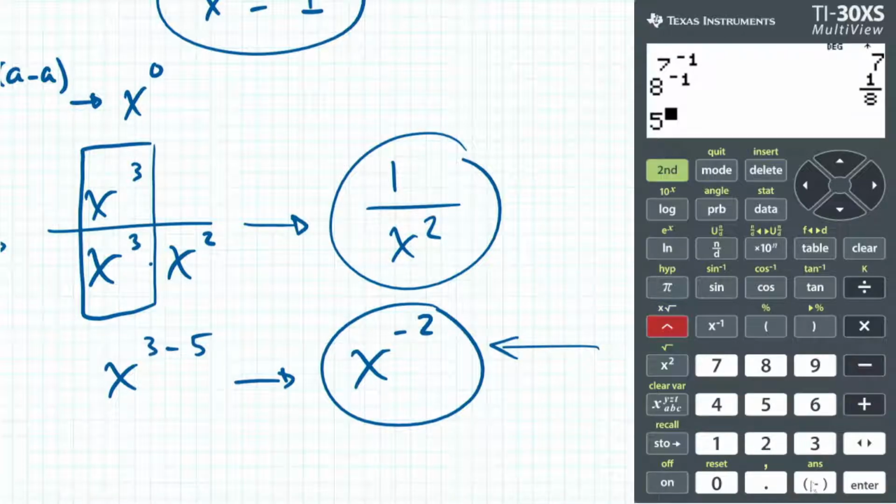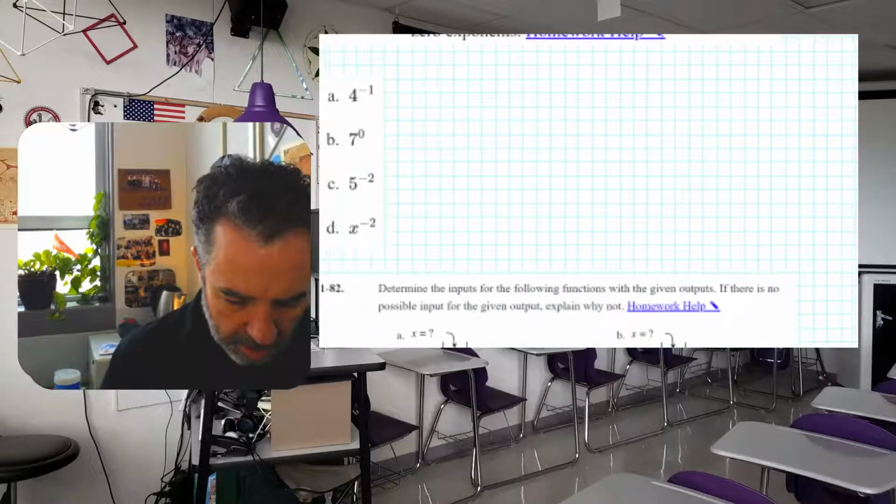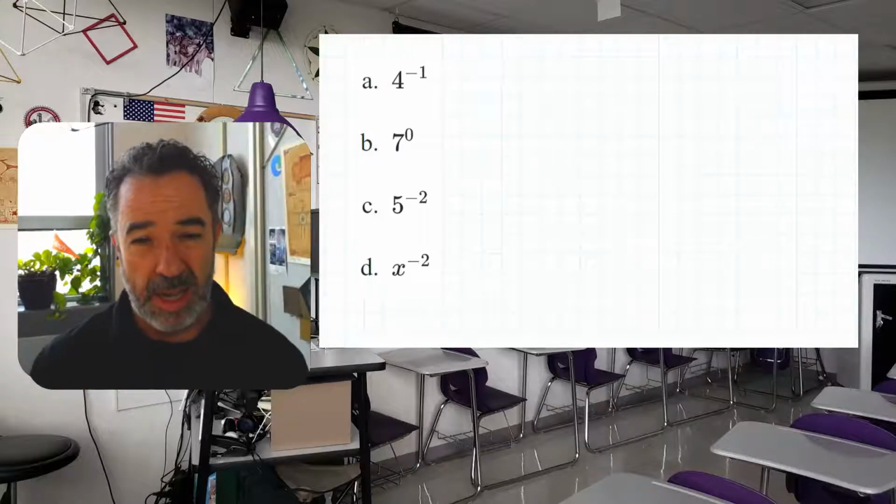5 to the negative second is not negative 10, it's not negative 25, it's 1/25, right? So negative exponents and zero exponents, that was our big topic push today. And now let's go ahead and switch back to our homework. So this first problem says, what is 4 to the negative first power?